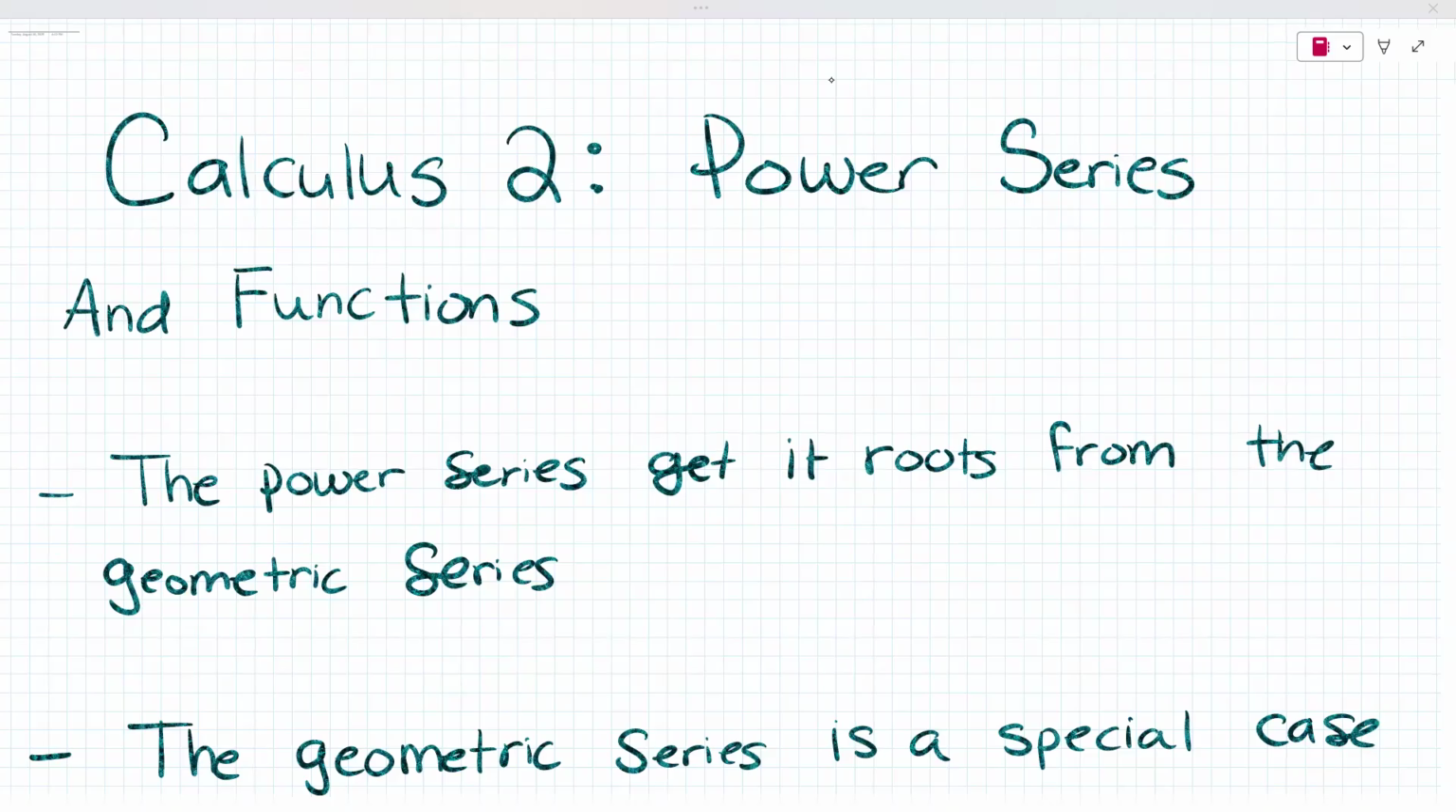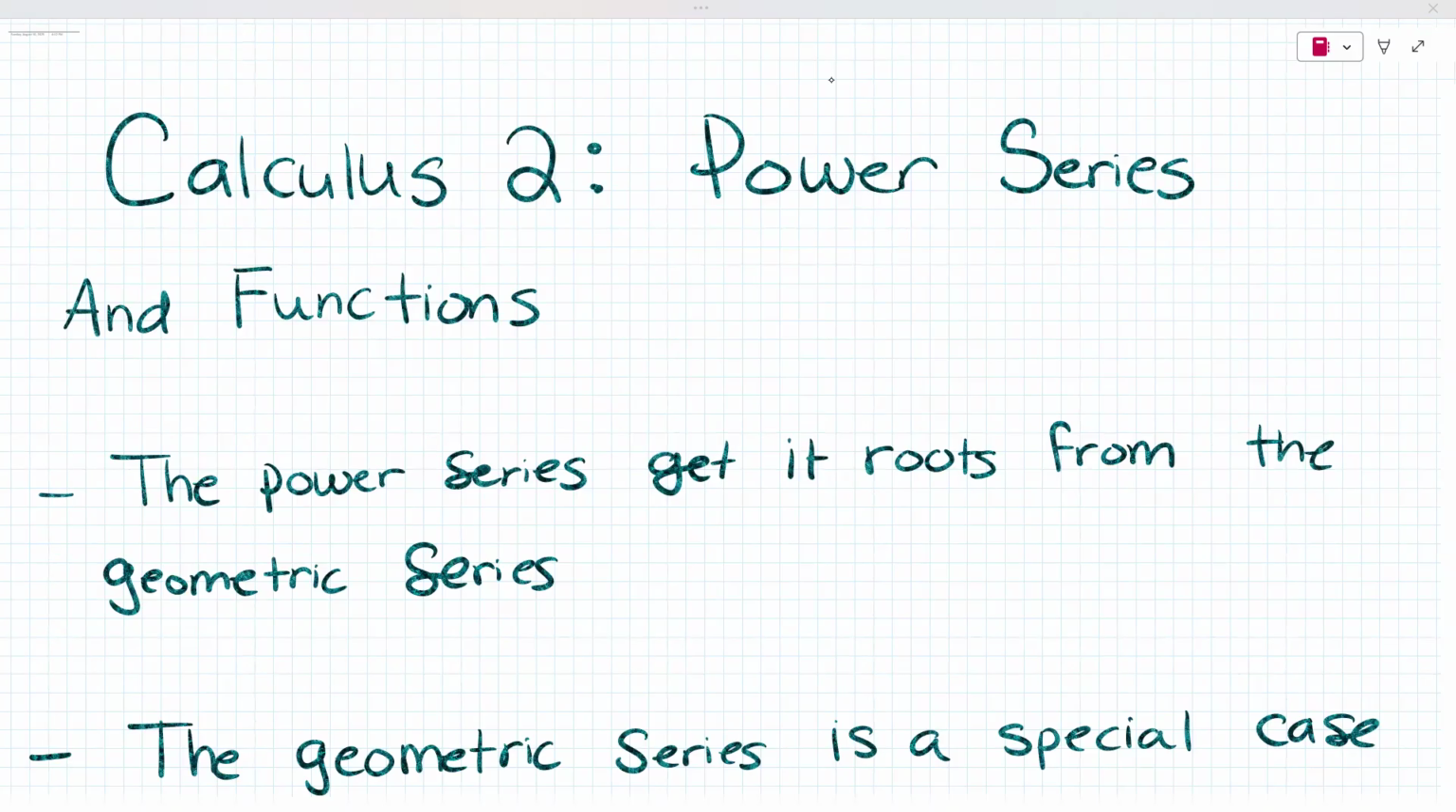Hello. In this video, we'll take a function and turn it into an infinite series. This is also called power series and function. So this is Calculus 2, power series and function. The power series gets its roots from the geometric series.